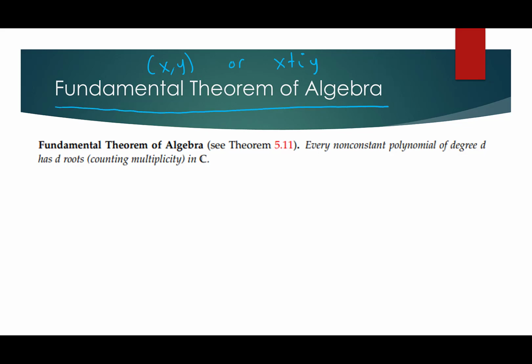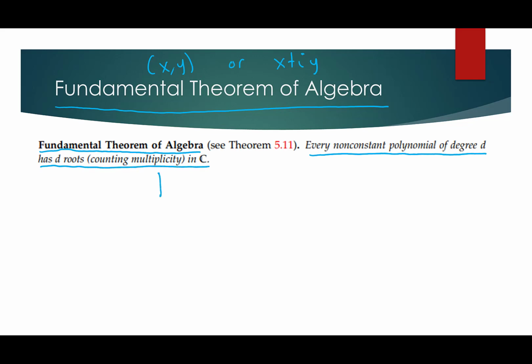So again, remember what I said in the beginning of this video, complex numbers were sort of a way of solving polynomials, or solving for roots of polynomials, I should say, or be more precise about. So that's summarized in the following theorem. The fundamental theorem of algebra, which we're not going to see a proof for until chapter 5, by the way, says the following. Every non-constant polynomial of degree d has d roots, counting multiplicity, in C.